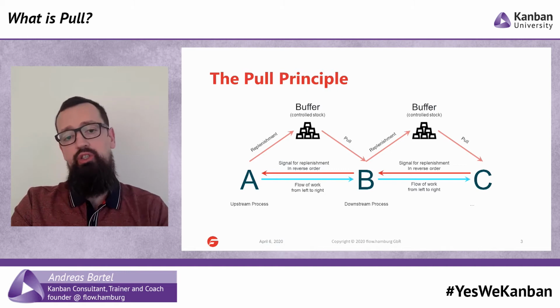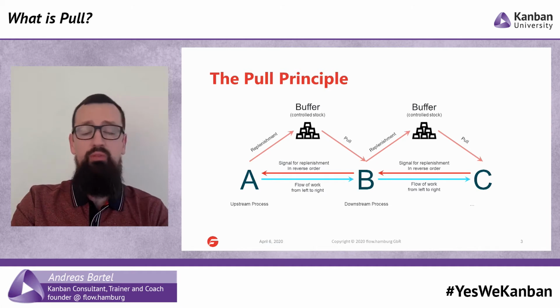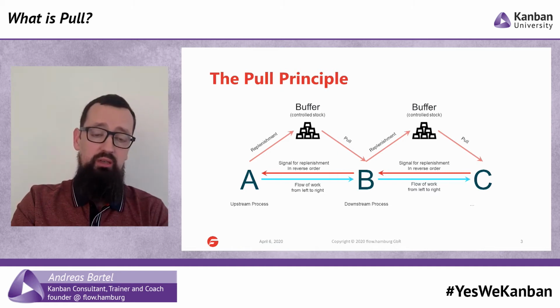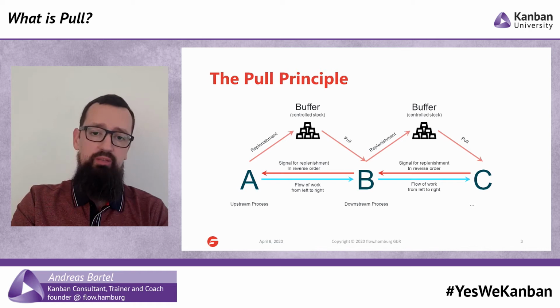And in this situation, there is no push anymore from A to B, but in summary, B is pulling from the buffer, the controlled stock, and when B has capacity again, it signals, usually in production, these are the Kanban cards, to A that A can start work again and produce in order to replenish the buffer.